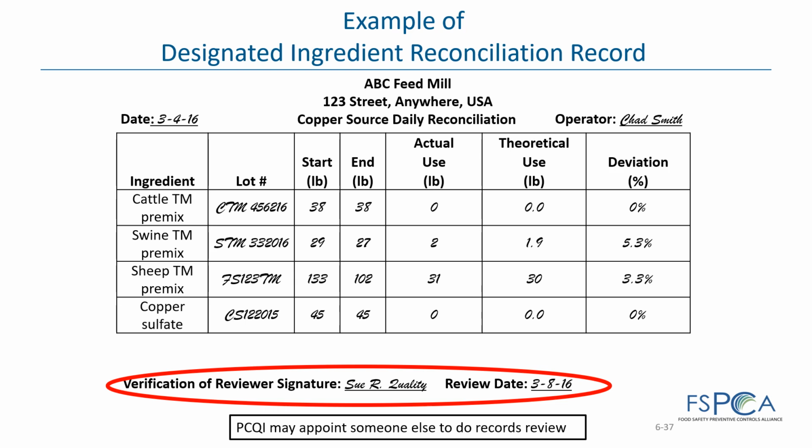Assumably, Sue is our PCQI, but they can appoint someone else to do this. So maybe Sue is not our PCQI, but was appointed to review these records. Okay, it's as simple as that. So Chad Smith creates the record, and within 7 days, Sue is going to look over this to make sure that he's following procedures and that our preventive control is being implemented as it was designed.